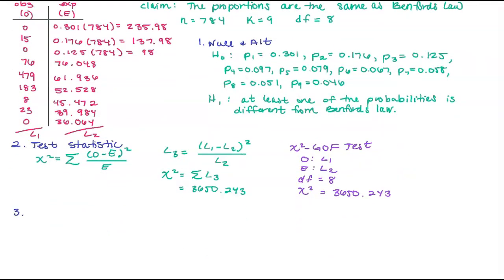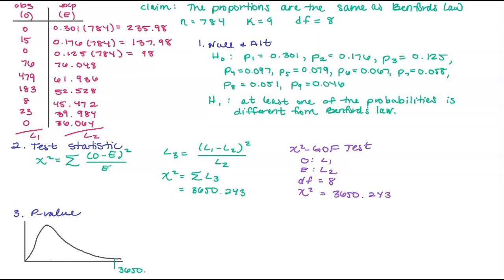Step 3 of our hypothesis test is to find the p-value. This time our test statistic is a very large number, 3,650.243. According to the goodness of fit test, this gave us a p-value of 0. That means that rounding to 4 decimal places, the area to the right is 0. Working without the goodness of fit test, we could find this right area by using the chi-squared CDF function. We would enter our lower limit of 3,650.243 and our upper limit as a really large number. We will also need our degrees of freedom equal to 8.